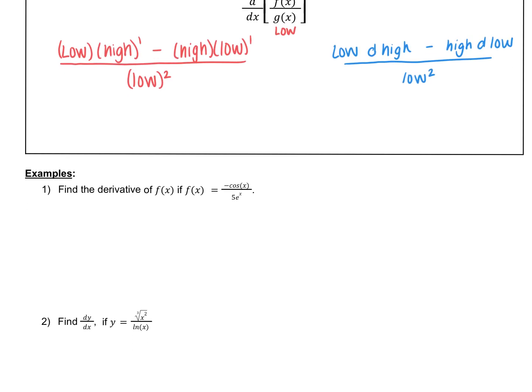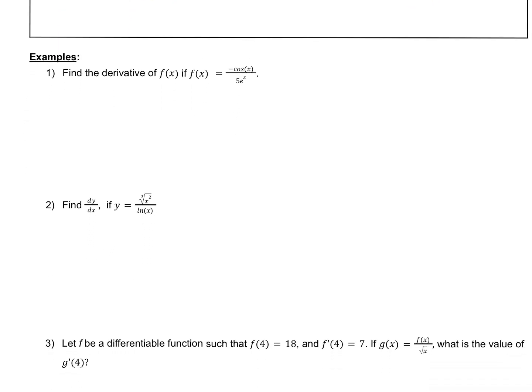So let's take a look. We're only going to use this when I have two things that I'm dividing, right? So I've got a fraction here. This is my high, this is my low. Let's go ahead and label that. So high and low. So the formula, if we want to write it again, low times d high, so low d high minus high d low all over low squared.